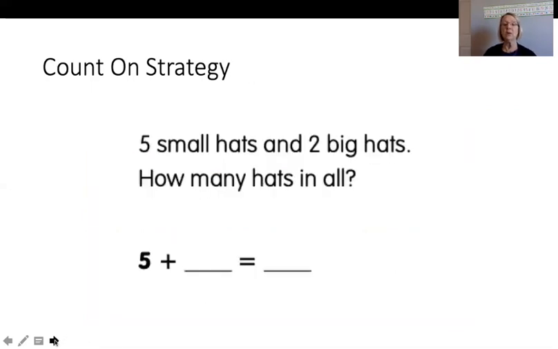All right, here's another example of a count on strategy without any pictures. Let's read this: 5 small hats and 2 big hats. How many hats in all? Well, first, we're talking about hats, and the question asks how many hats in all. So we start with the largest addend, which is 5. We say 5 in our head, 5, and then we add on 2. So it would be 5, 6, 7. So 5 plus 2 equals 7.